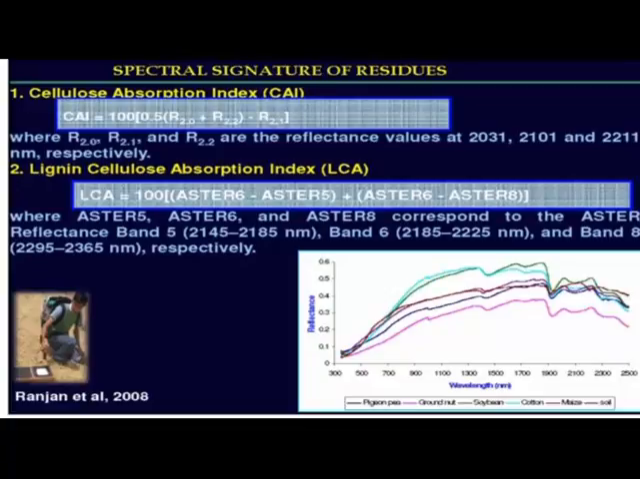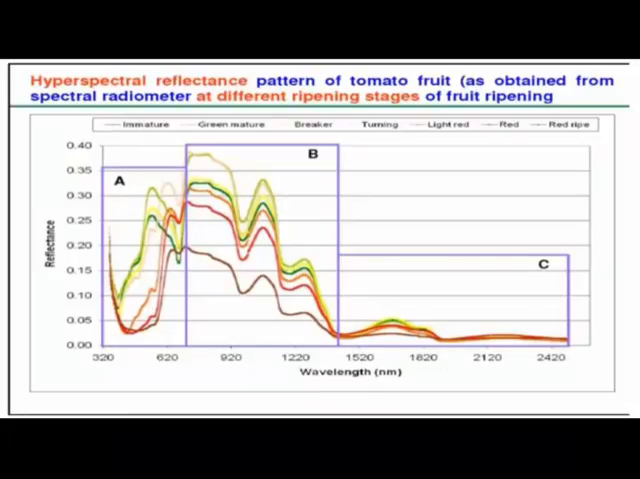Then looking at the tomato, how good is the tomato fruit, and what stage is the tomato plant at. If you have a hyperspectral reflectance curve, from there you can guess what stage the plant is at. And the purpose here is, you can see there are different stages of the tomato fruit: immature, green mature, breaker, turning, light red, red, and red ripe, which are the different stages of the tomato. And you can see the spectral pattern of the tomato fruit.